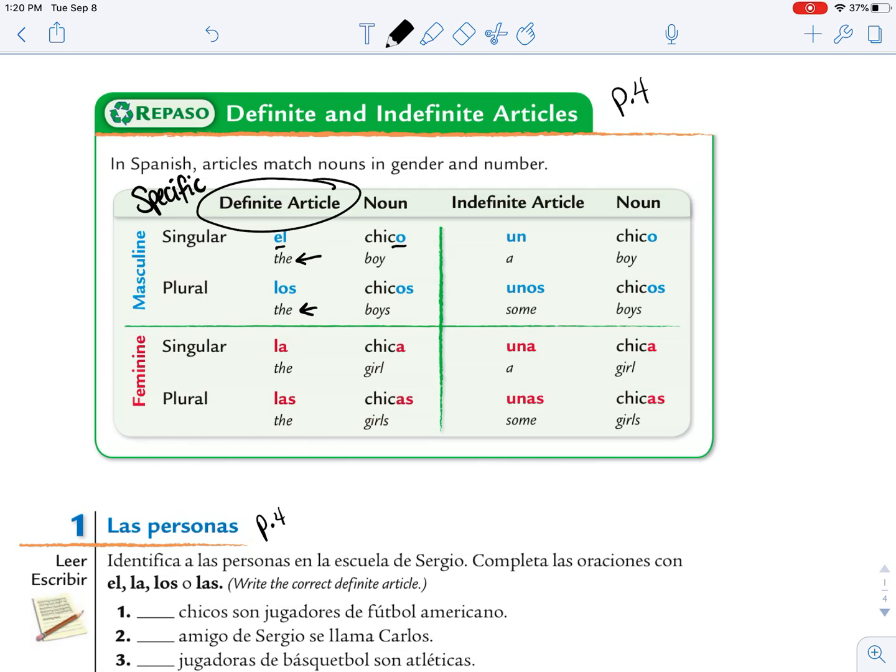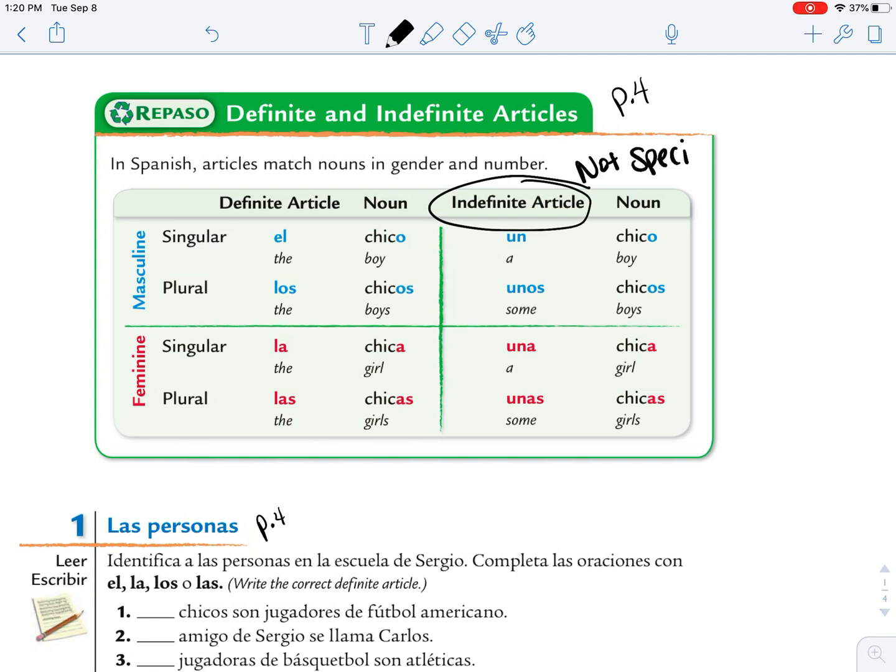Okay. Now we get to indefinite articles. All right, indefinite articles talk about something not specific. Okay, it could just be any old, whatever it is you're talking about. So in this case, if we say un chico, we're just saying a boy.